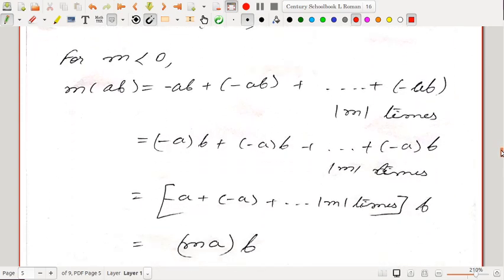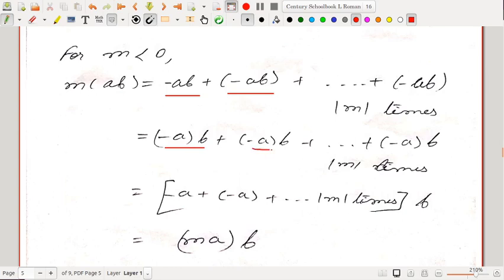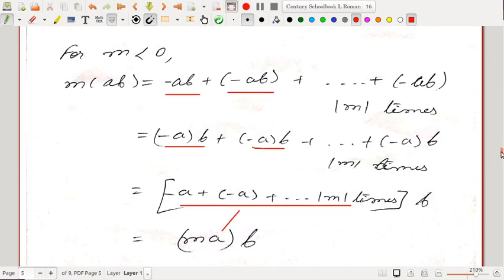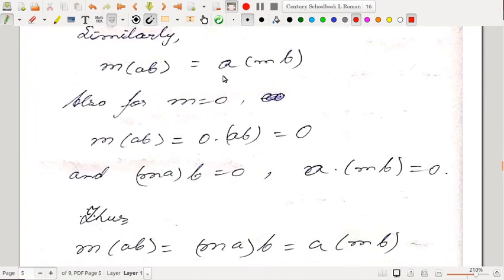Now for m less than 0, we have the same definition, minus ab added mod m times. But in the earlier lecture we have done one theorem, minus ab is the same as minus a into b. That is, the additive inverse of ab is the same as the additive inverse of a multiplied with b. So then we take the right distributive property. So it's minus a added mod m times. So by definition it's ma into b.